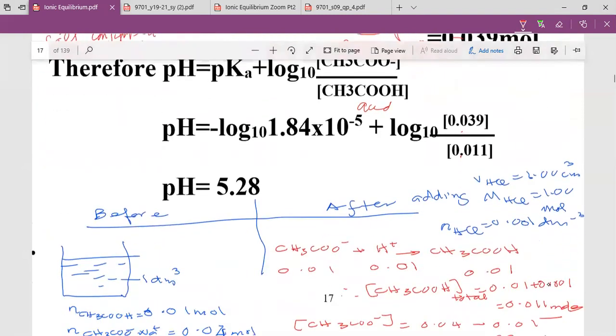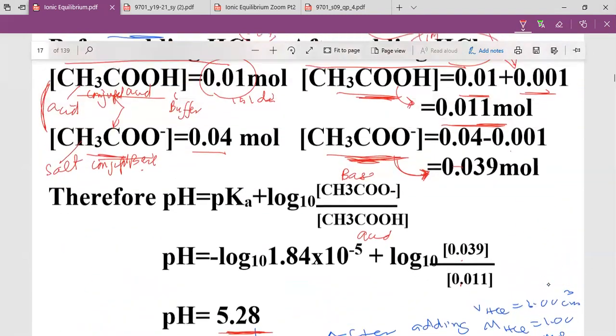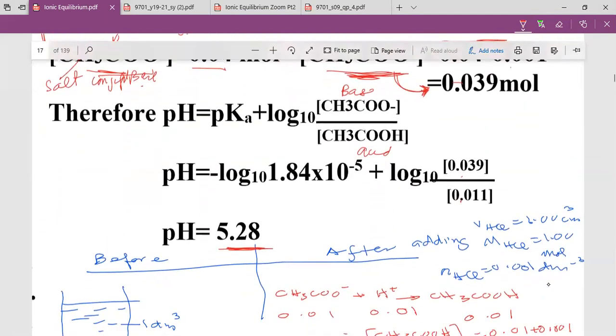So 5.28. That means from here, which is your 5.34, 5.34 has gone to 5.28. It means a very small change. It didn't say it won't change, it will change. Of course, with acid it becomes less. The change is about how many units? 5.34 minus 5.28, only 0.06 units. So the pH remains fairly constant.